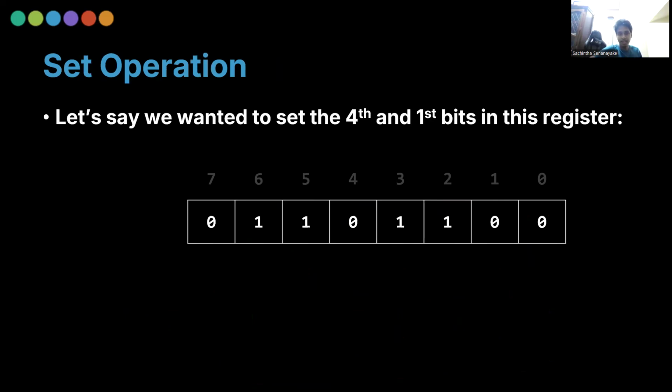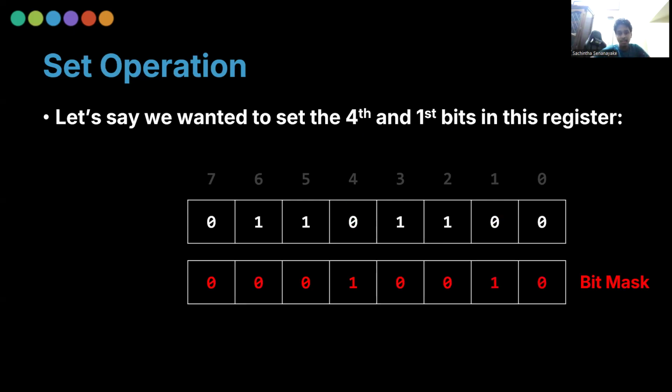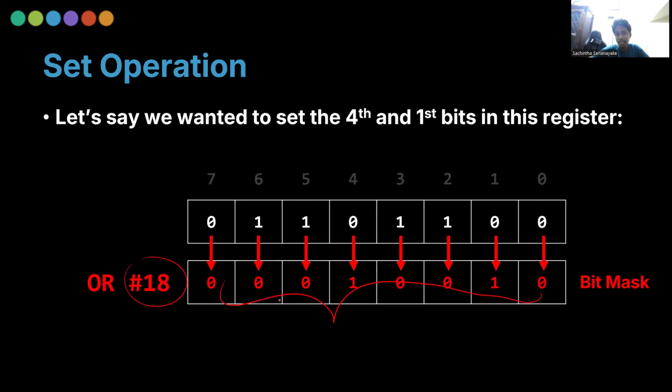Then we go to the set operation. Let's say we no longer want to check. We want to actually go and set the fourth and the first bits in the register. What does that mean? We want to change the fourth bit to be 1, and we want the first bit to be a 1 as well. So how exactly do we change existing zeros to be 1s? That's using the OR operator, where we again create a bit mask where there is 1 in the positions where we want to alter. We want to alter the fourth and first bits to be 1s. So we change those bits to have a 1 in the bit mask. Then what do you do? You perform an OR operation and you convert this bit mask into binary, which in this case would yield you the answer of 18.